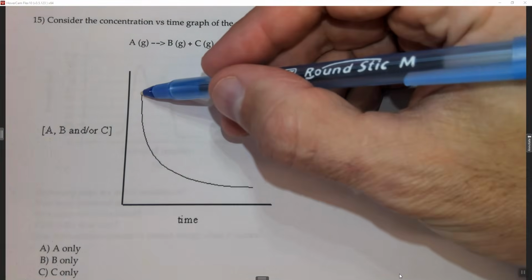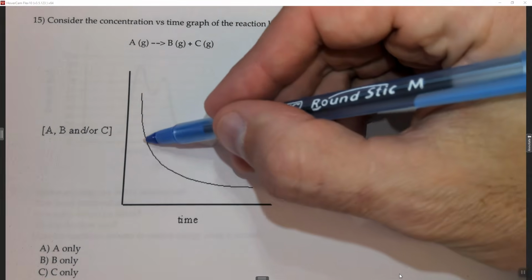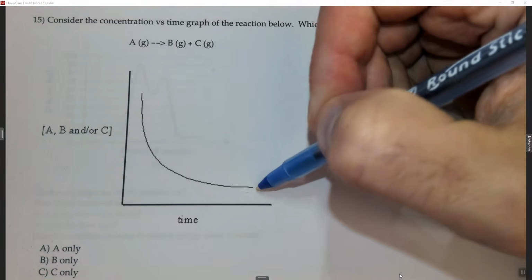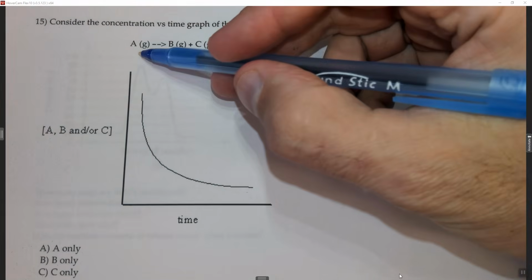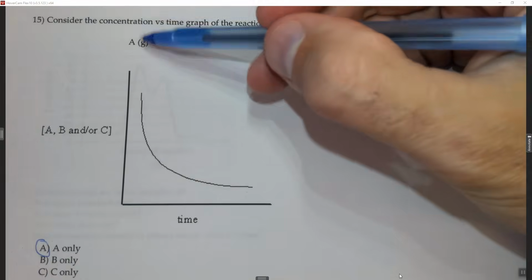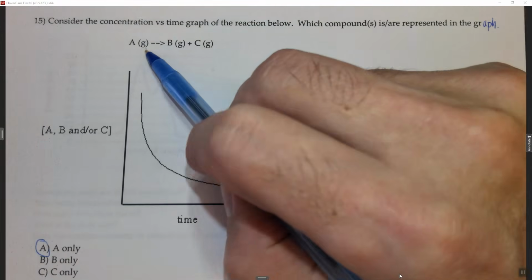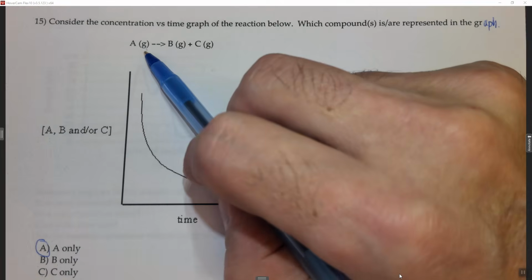If we notice, we start off with a relatively high concentration, and as the reaction goes, the concentration of whatever's in this graph is decreasing. This means that it has to be A. Why does it have to be A? Because we can only reasonably expect that the concentration of A will decrease. Why will the concentration of A decrease throughout the reaction?